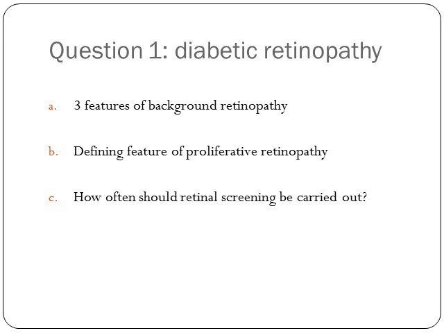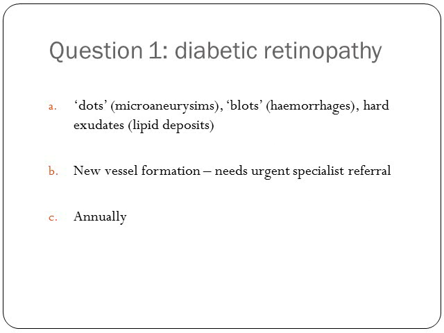And then how would you define proliferative retinopathy? There's one thing that defines it as the next stage. Yeah, exactly. So if you see new vessel formation in someone with diabetes, then they need urgent referral to an ophthalmologist, because that's your proliferative retinopathy. That's going to affect their sight quickly. And we've talked about it should be annual screening.